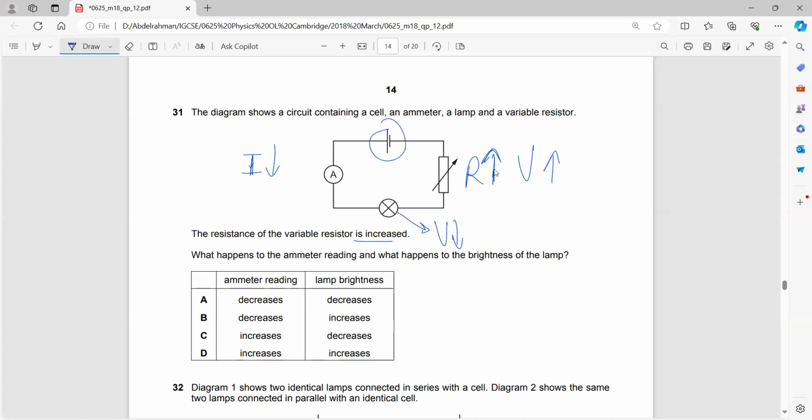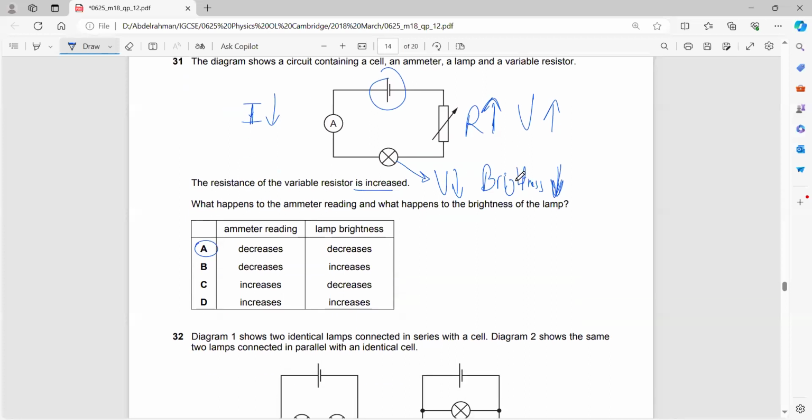Why? Because it's a cell, a battery, which provides a constant voltage. So the voltage has to be divided between the variable resistor and the lamp. If the voltage of the variable resistor increases, then the voltage of the lamp will decrease. When the voltage of the lamp decreases, the brightness of the lamp also decreases. The voltage of the lamp and the brightness of the lamp are directly proportional. So the ammeter reading will decrease and the lamp brightness will also decrease.